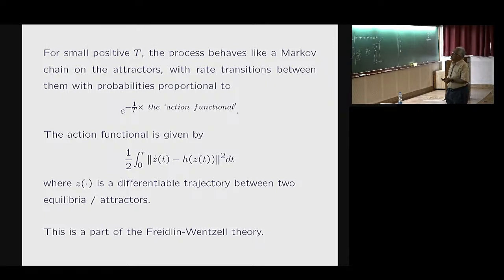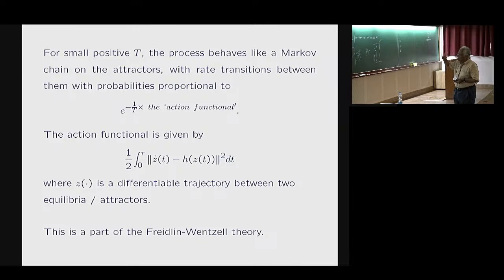And this action functional is what you expect. It's this. Of course, I've just taken square root t. It's just this. Otherwise, there will be sigma sigma transpose inverse somewhere. And this is defined for any differentiable trajectory from one equilibrium to another.